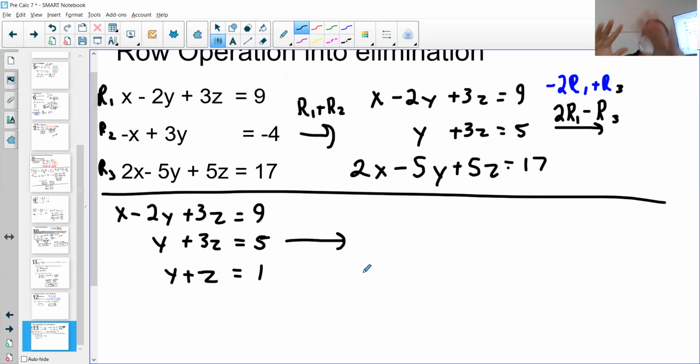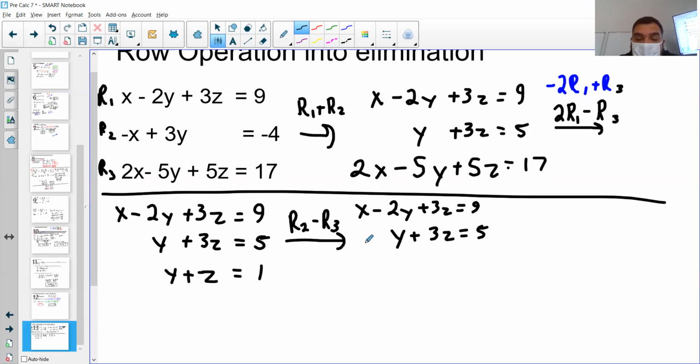Okay, remember, the goal is to reduce it down to one variable: 3, 2, 1. You've got the y and z. So what can I do with equation 2 and equation 3? You can subtract them. So now I'm going to take my current row 2 and subtract row 3 from it. You could do it the other way too, row 3 minus row 2, to make a new row 3. So x minus 2y plus 3z equals 9. The first row was not interacted with. y plus 3z equals 5. Here we're subtracting, so y minus y is 0. 3 minus 1 is 2. And 5 minus 1 is 4.